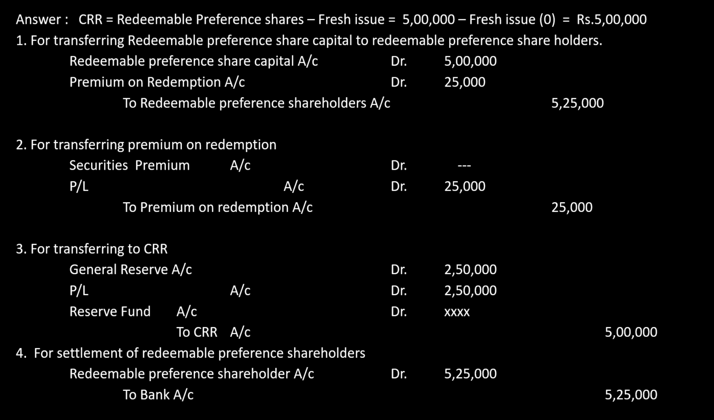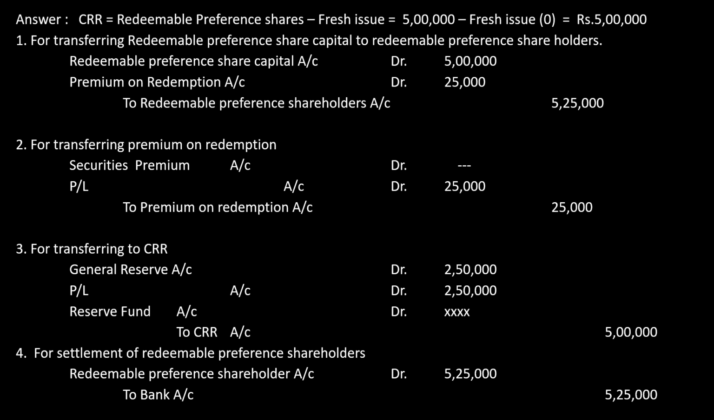Since the balance sheet is not given here in the sum, we don't know what the bank balance and cash balance available are. If you are not given a balance sheet, then we assume that there is sufficient money in the bank to pay this 5,25,000.